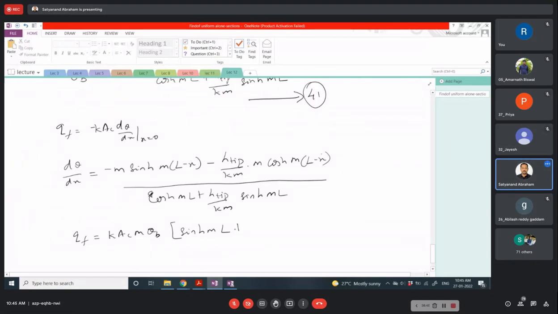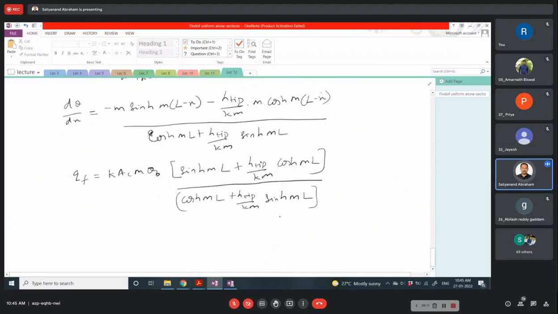Sinh(mL) plus h_tip by km cosh(mL), divided by cosh(mL) plus h_tip by km sinh(mL). So that is the total heat transferred through a fin if it has a convective boundary condition at the end.